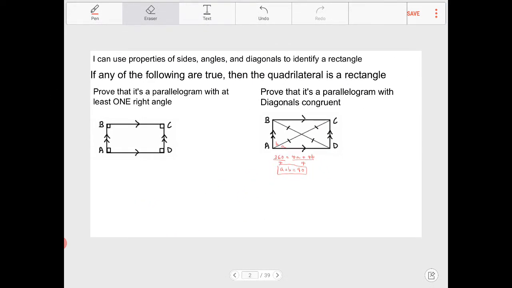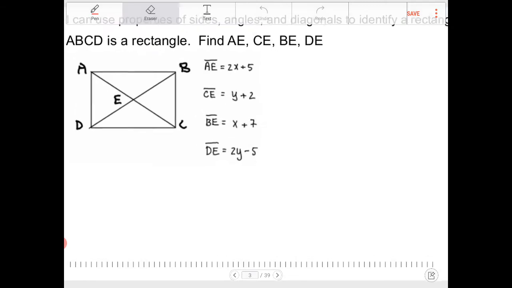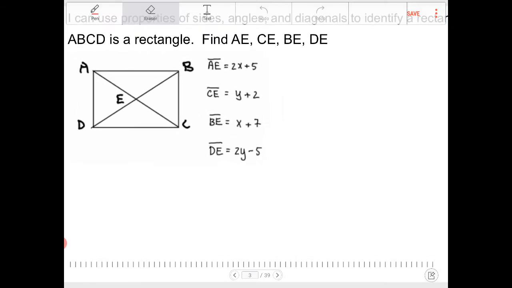Okay, let's take a look at some examples now. So now I have ABCD, a rectangle, I'm telling you that it's a rectangle, and I'm asking you to find out for me what is side AE, CE, BE, and DE. So let's look at this. I know that AE is equal to 2x plus 5, and CE is equal to y plus 2, and I know that BE is equal to x plus 7, and DE is equal to 2y minus 5.